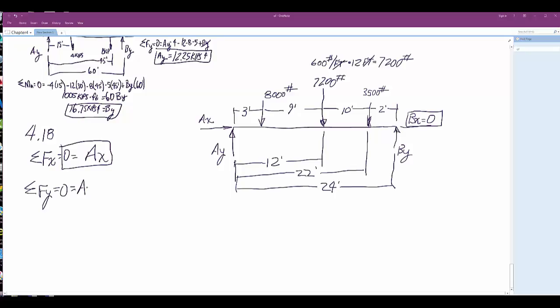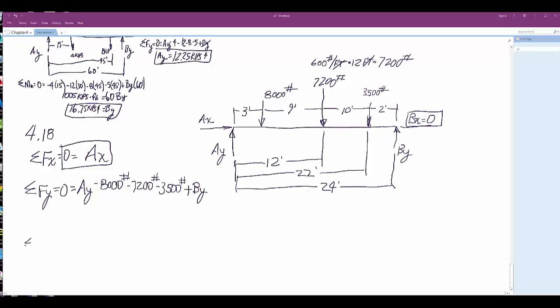Then we sum the forces in the Y and set that equal to 0. We've got AY going up, we think it is, minus 8,000 pounds, minus 7,200 pounds, minus 3,500 pounds, plus BY. Okay, two unknowns there, so we'll move on to the next bit.